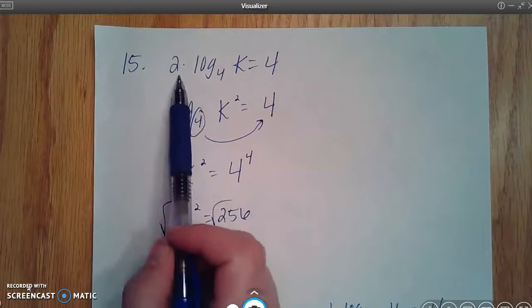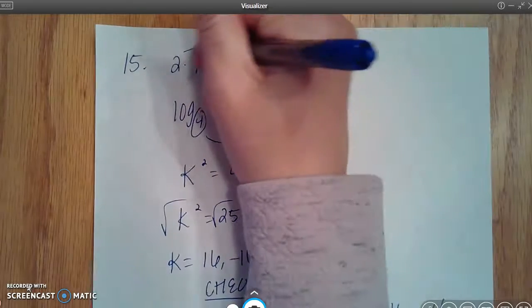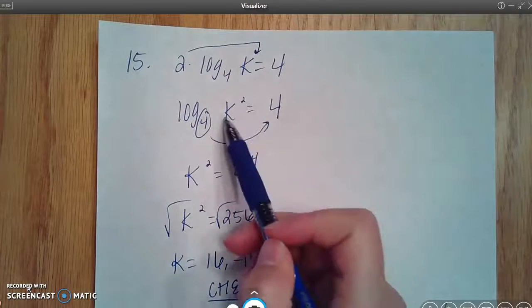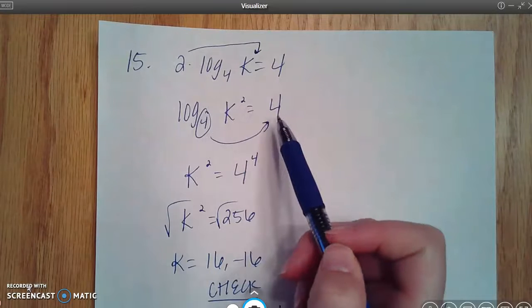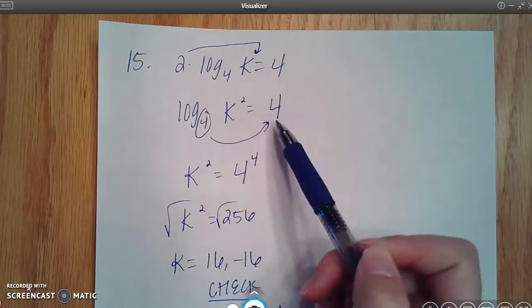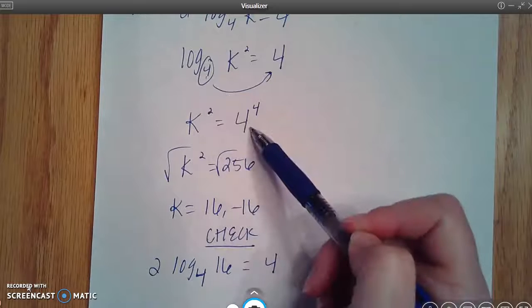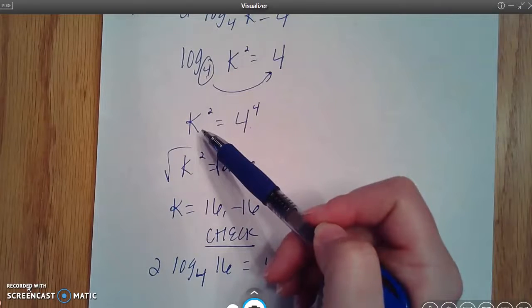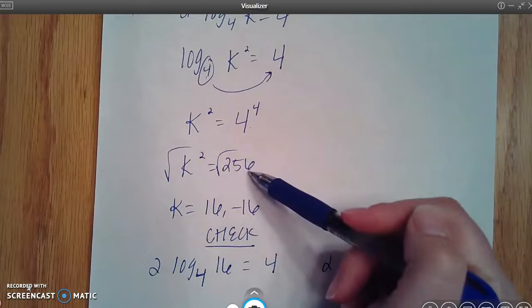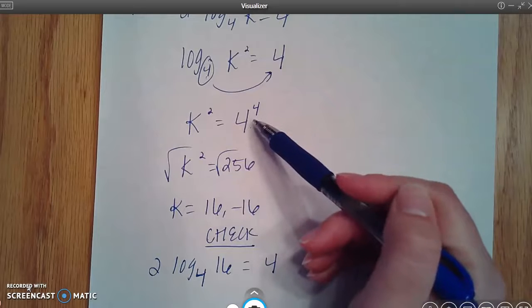So step one is you should take your 2 and you swing it over to your k right here. You're going to get log base 4 of k squared equals 4. Since you have a log equal to a number, you rewrite it in exponential form. You take your base 4 and it becomes the base over here, and then your k squared stays how it is. K squared is going to be equal to 256 because that's what 4 to the 4th is.